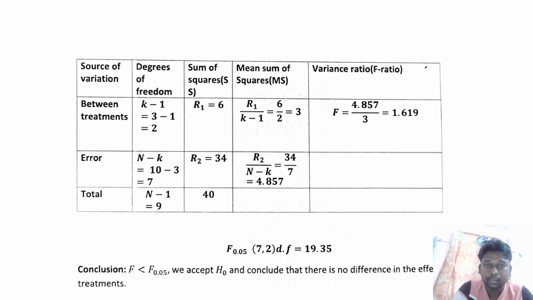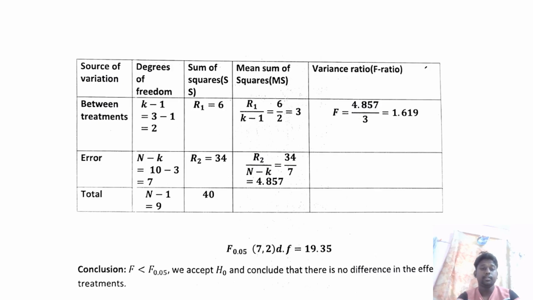Okay. Next, we are going to plot this Anova table. From source, degree of freedom, sum of square, mean sum of square, and variance ratio, we are going to plot them column-wise.